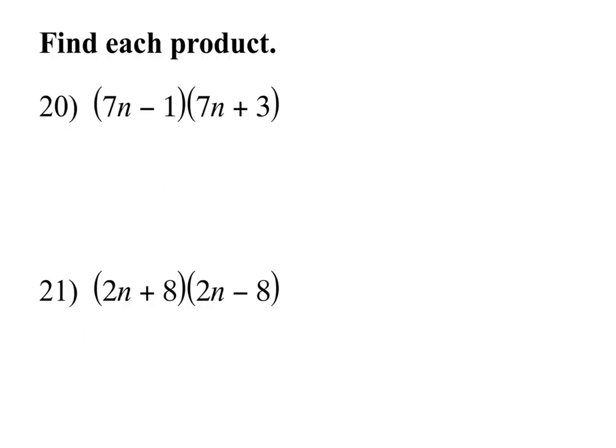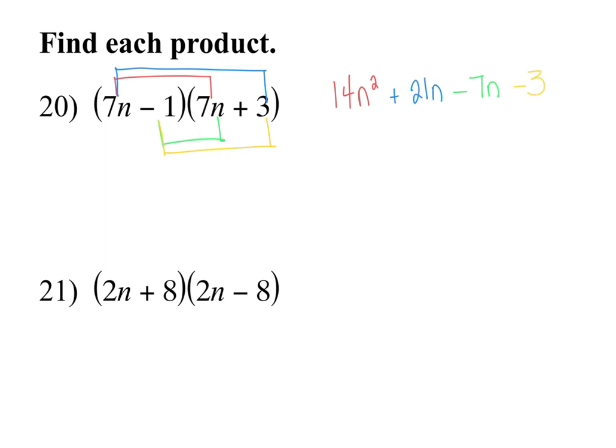Remember, when you FOIL, you multiply your first terms. 7n times 7n. Remember, when you multiply variables, those exponents go up. So that is 14n squared. 7n times 3, 21. And I did not have two n's there, just the one. Negative 1 times positive 7n, negative 7n. And negative 1 times positive 3 is negative 3.